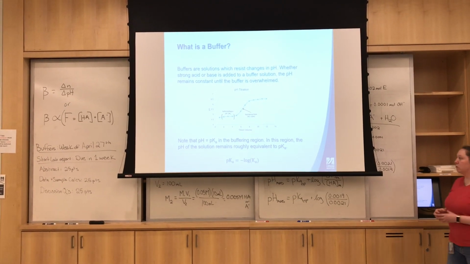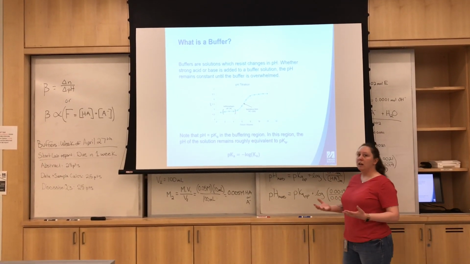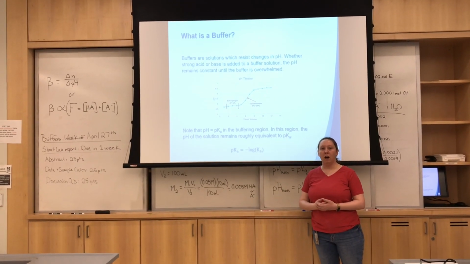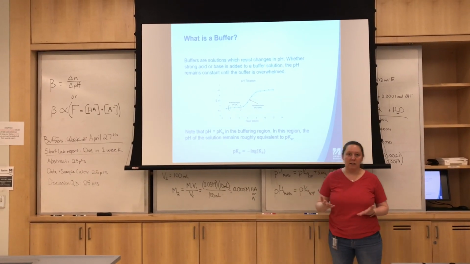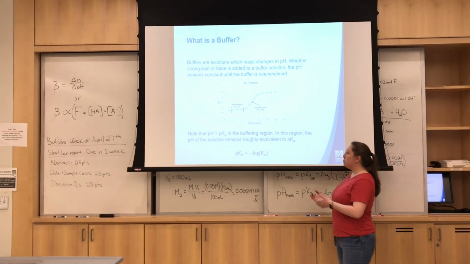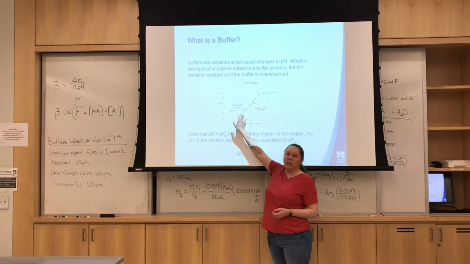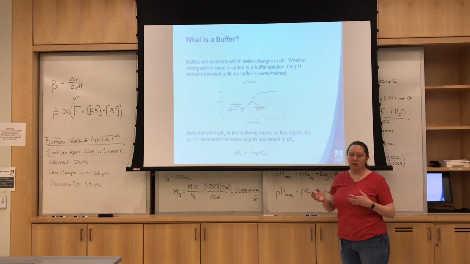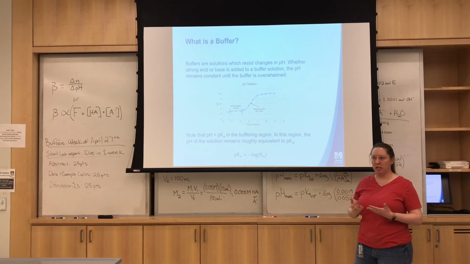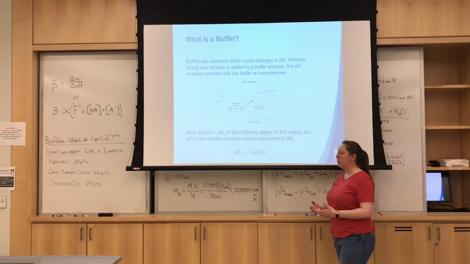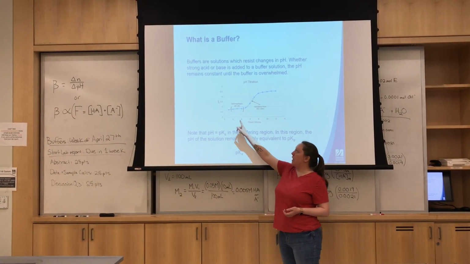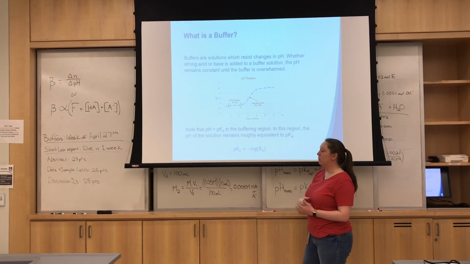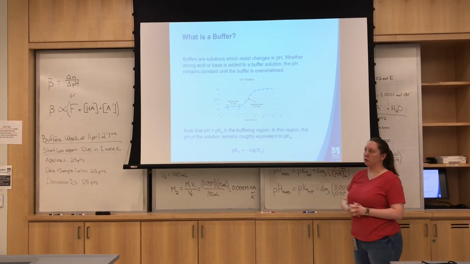Okay, so what is a buffer? Well, a buffer is a solution of weak acid that is able to resist a pH change. So when we get to the Henderson-Hasselbalch portion, we'll be able to see that when you have a buffer, the pH of that buffer equals the pKa, or the negative log of its equilibrium constant.